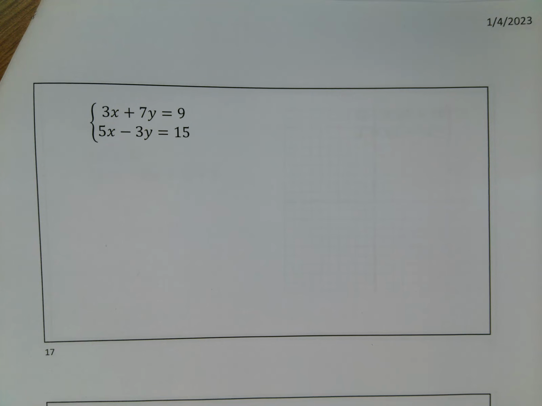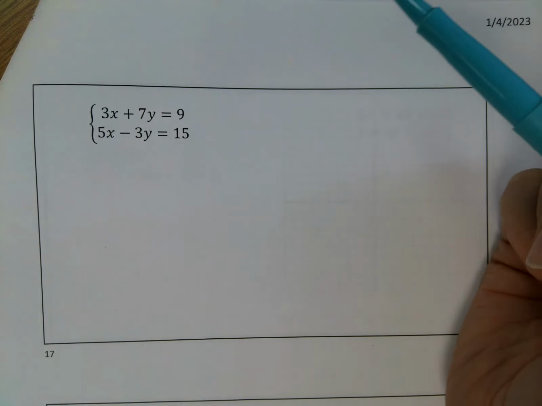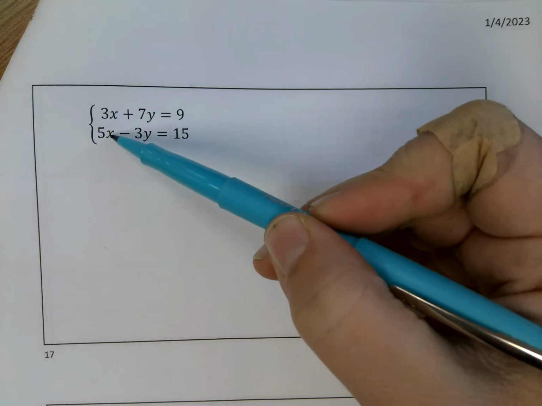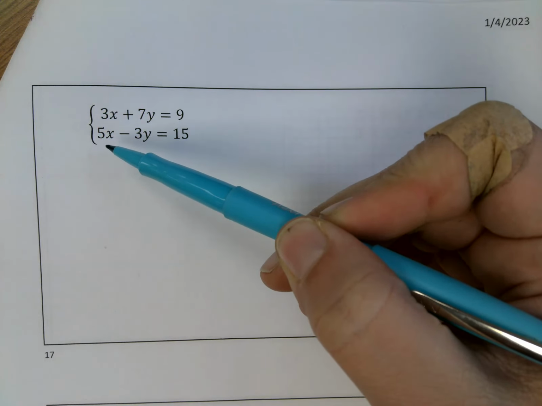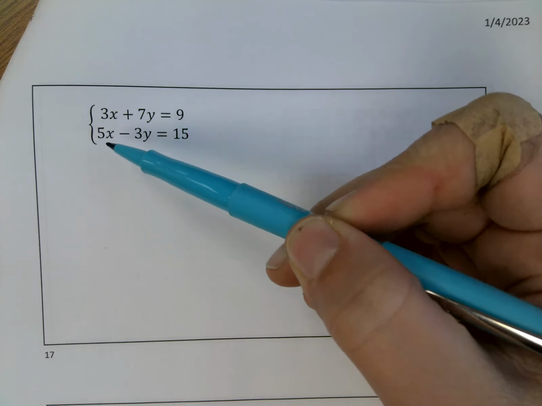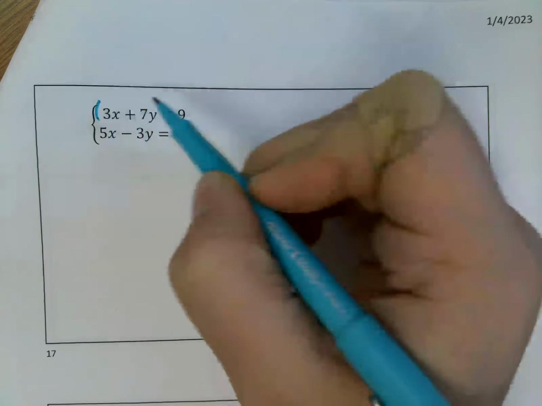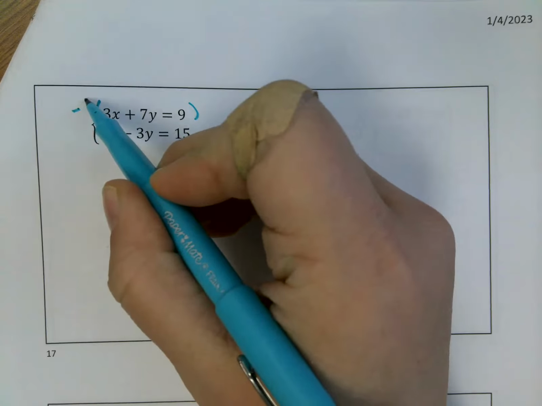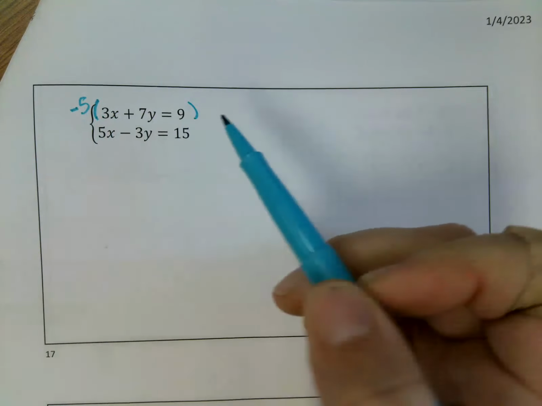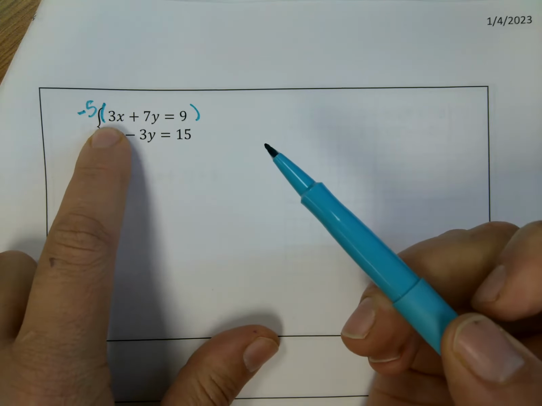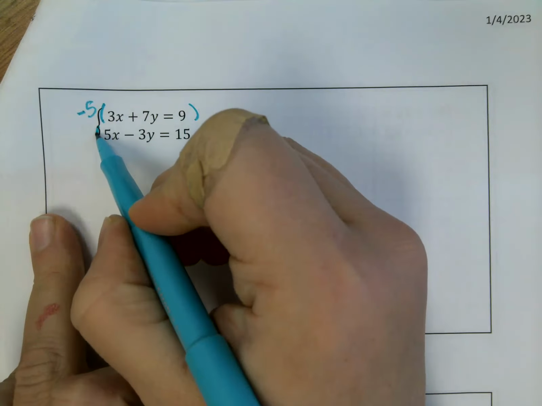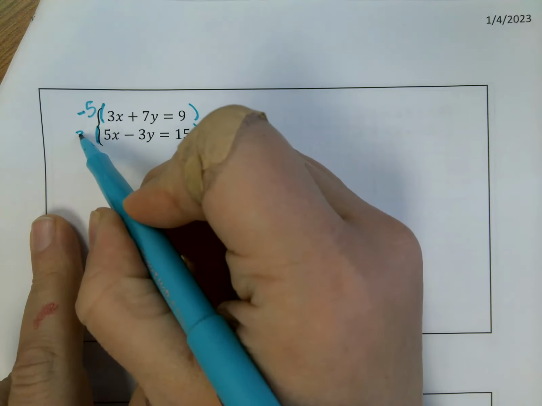Elimination means I have to get either the x's or y's to be opposite and the same coefficient. So I'm going to work with the x's. I'm going to try to eliminate the x's. So right now they're both positive. So I'm going to multiply this top equation by a negative 5. Notice why I did the whole equation. So now when I multiply this right here, that would be a negative 15. I'm going to multiply the bottom equation by 3.